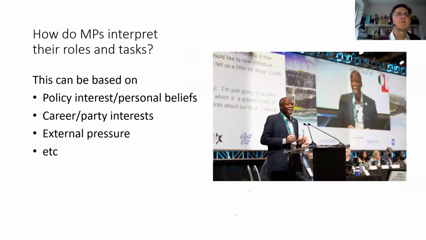Okay, so how do MPs interpret their roles and tasks? This can be based on career, it may be based on policy interest, or it may be based on external pressure. And these can often pull MPs in radically different directions. We'll come back to that in a little while.